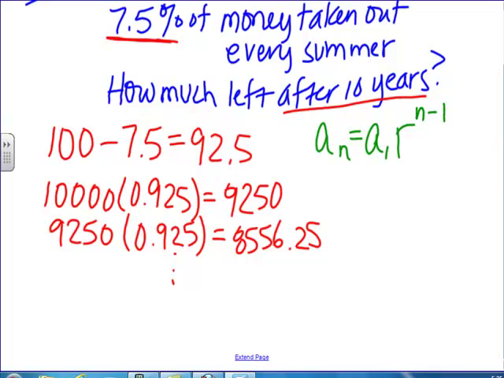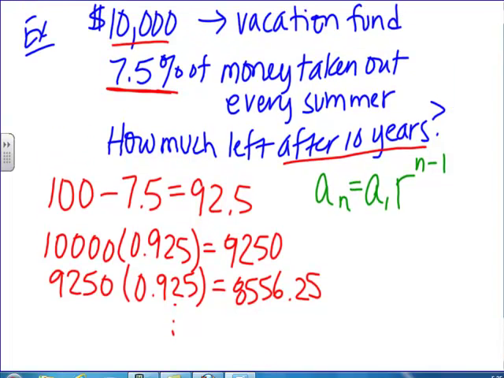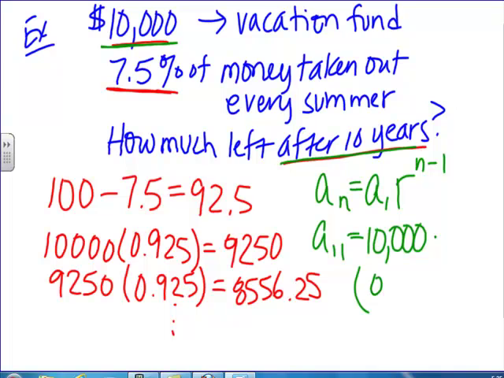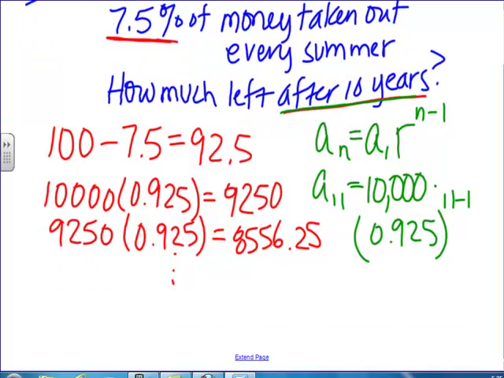Now, the tricky part here is that if we think about the 10,000 as year 1 in the first position, after we go 10 times taking the money out, we're actually ending up in our 11th position. And so we would take this 10,000 and we would multiply it, apologize, I'm a little smushed on the board here, times 0.925 to the 11 minus 1, that would be the 10th power.